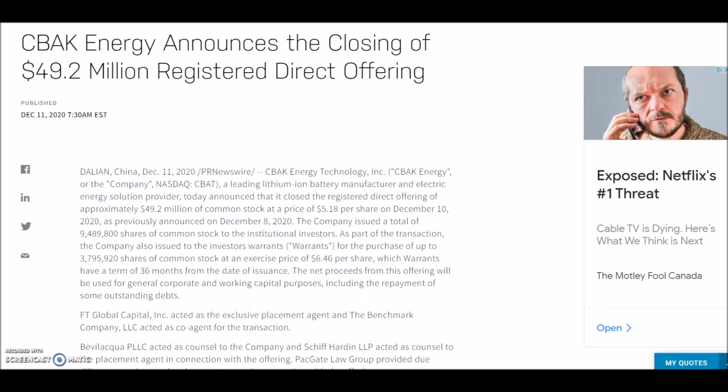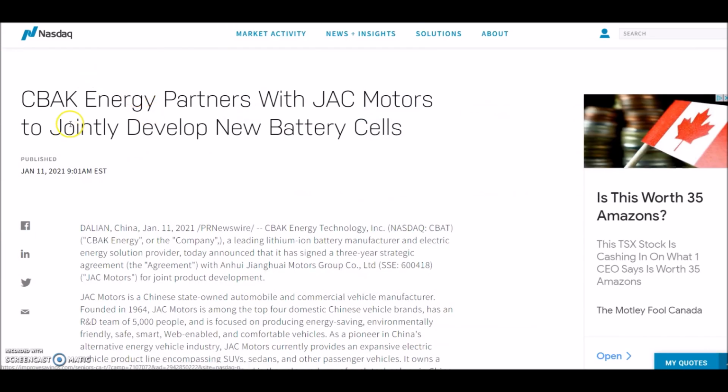I will not go through that website, but I will show something: recently, on January 11th, they had a partnership with CBAK Motors to develop new battery cells. And probably you know about CBAK Motors because they work with NIO. We all know about NIO. So NIO and CBAK Motors work together. CBAK Motors produces NIO vehicles, and so CBAK jointly works with CBAK Motors, and CBAK Motors works with NIO. So you see the connection, right?